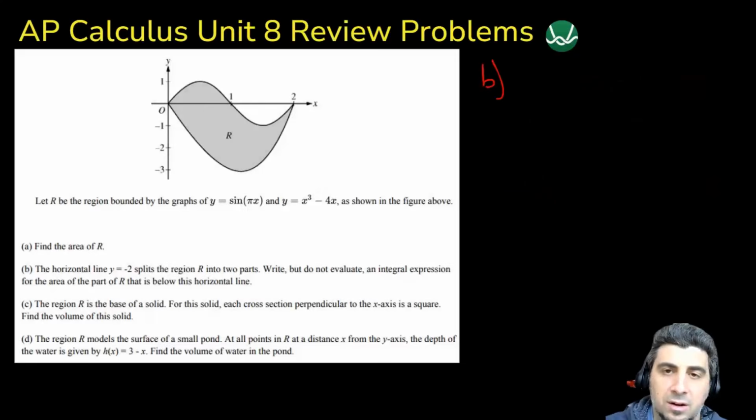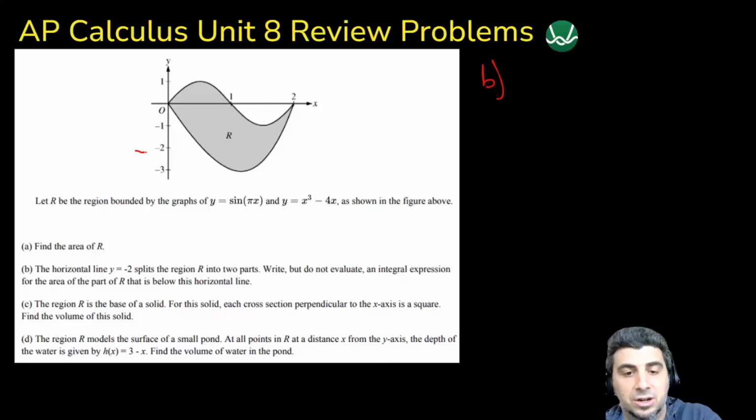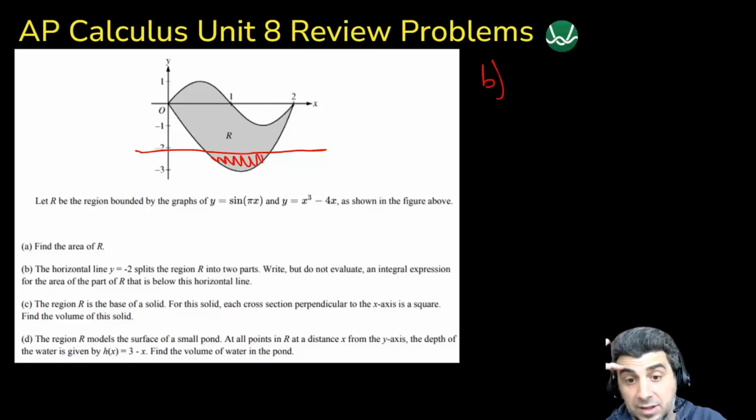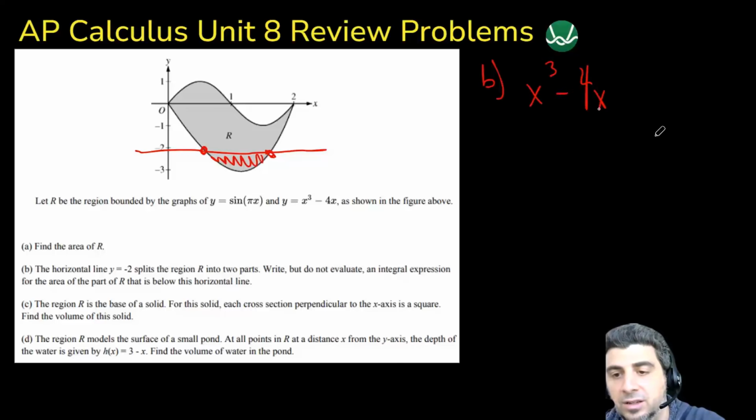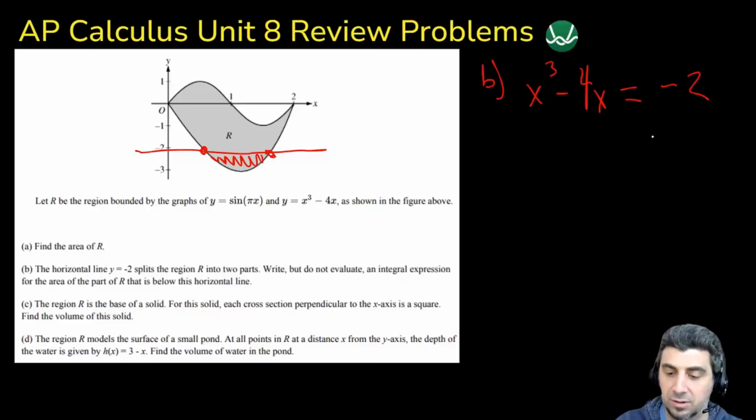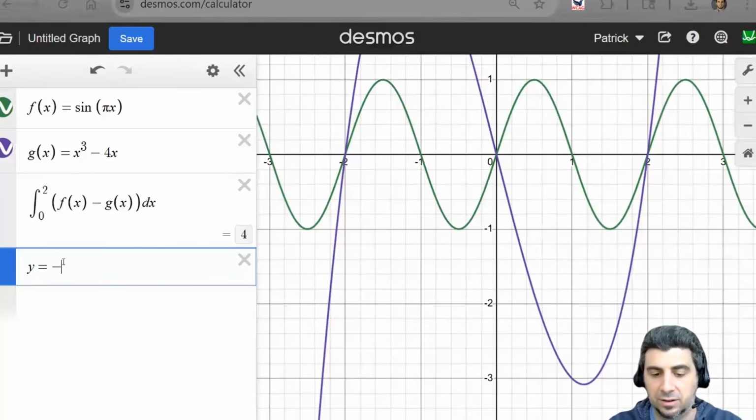The horizontal line y equals -2 splits the region R into two parts, right? But do not evaluate an integral expression for the area of the part of R that is below this horizontal line. So if you would imagine a horizontal line right here, we just want the integral that represents that area, but we don't have to actually evaluate it. That means we need to find the intersection point of where x to the third minus 4x equals -2. Just find this out on Desmos. I'll graph y equals -2.